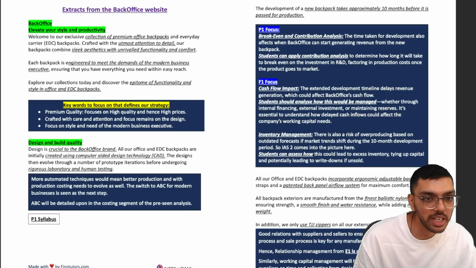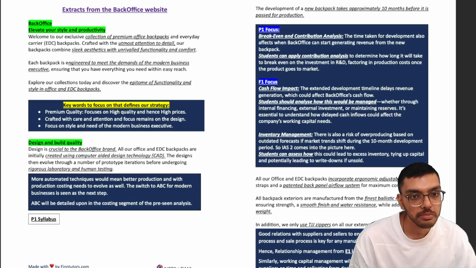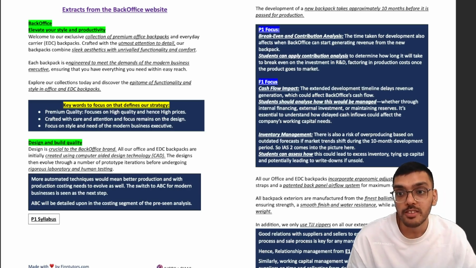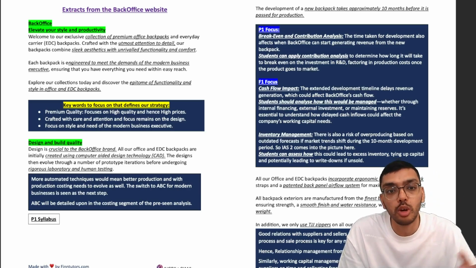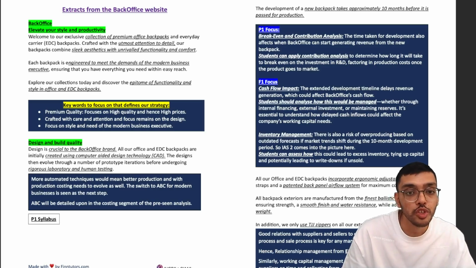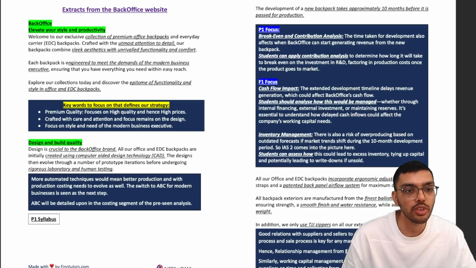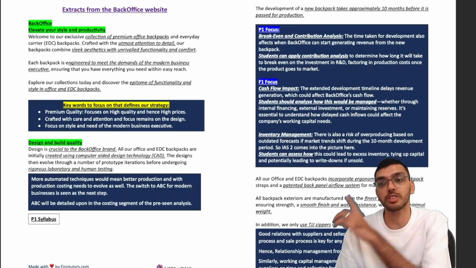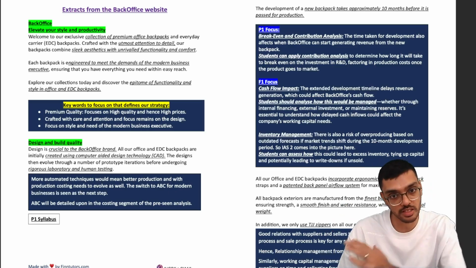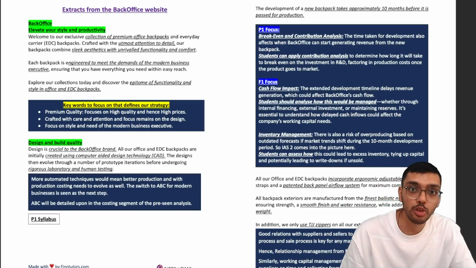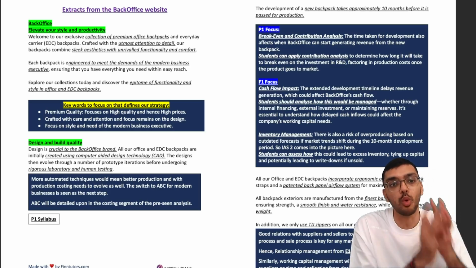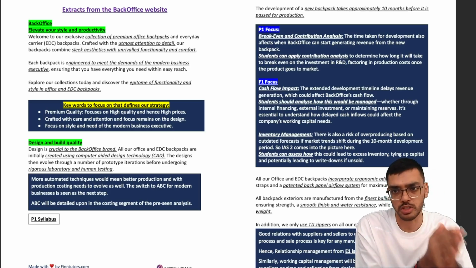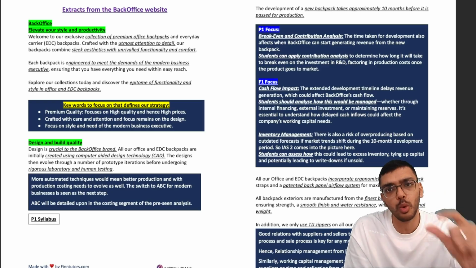So more automated techniques would mean better production, and with production, costing needs to evolve as well. You cannot use your traditional costing techniques. So the switch to activity-based costing for modern businesses is seen as the next step. And we will discuss ABC in the costing segment in the pre-seen analysis deeper in. But I would like you to have a very clear knowledge of what activity-based costing is. It's there in your P1 syllabus.